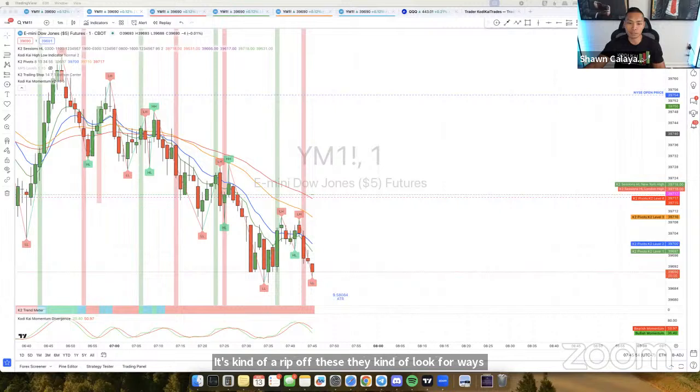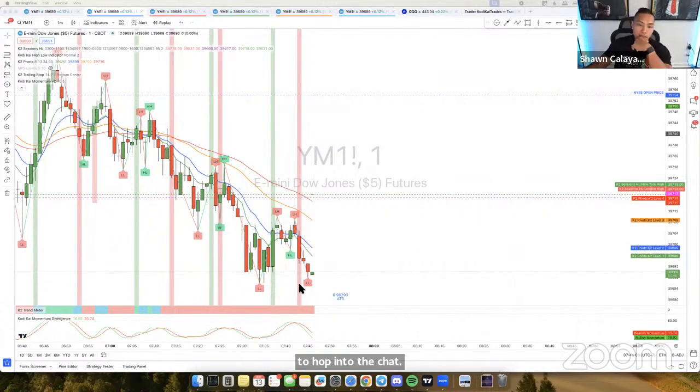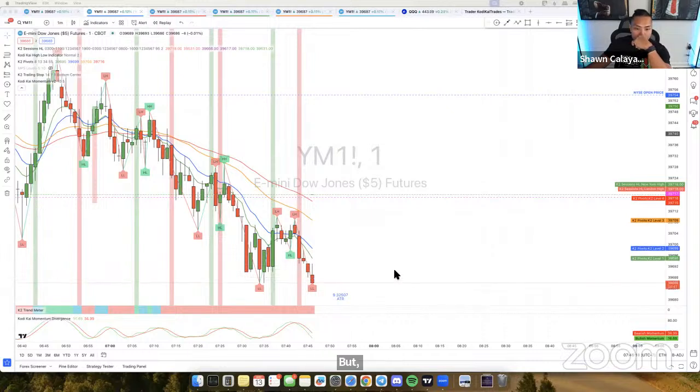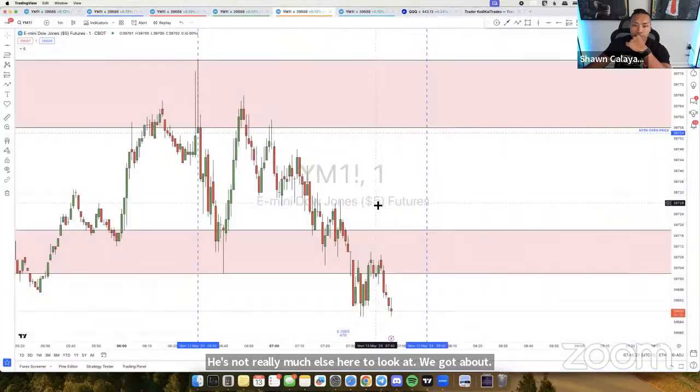But all right, guys, if there's any other questions, feel free to hop into the chat. Right now, we're currently looking for a divergence to come up. So we got the sell signal. We got price coming down further. We have a possible divergence that could be setting up here. But other than that, there's not really much else here to look at. We got about 14 minutes till 8.